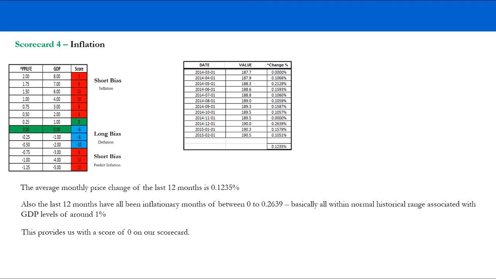Okay, so that concludes PPI ex food and energy. Let's go over to the trading desk for a quick recap. Okay, so welcome back to the desk. What did we learn there from the PPI?